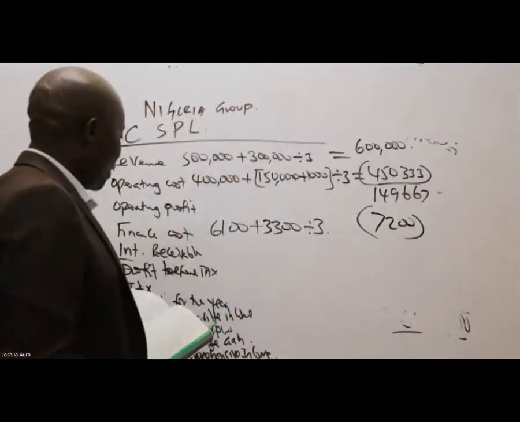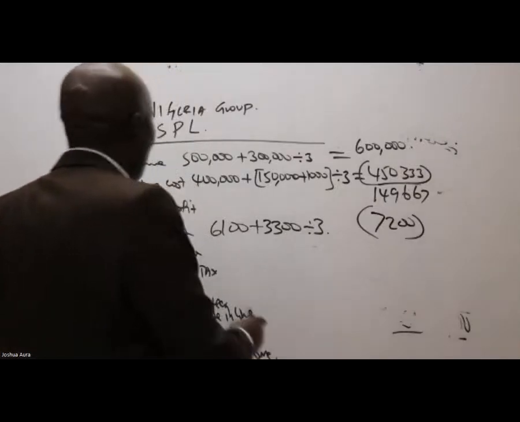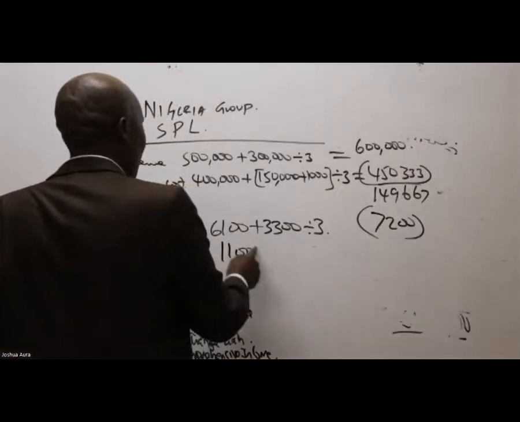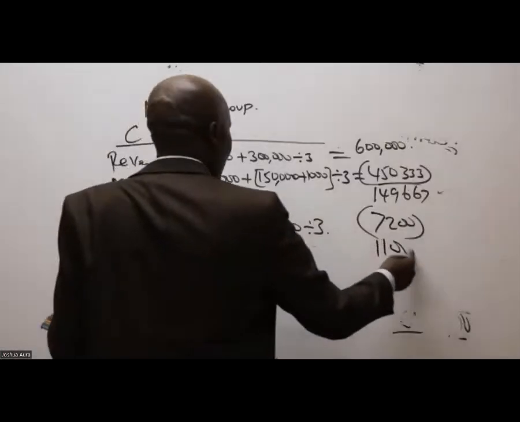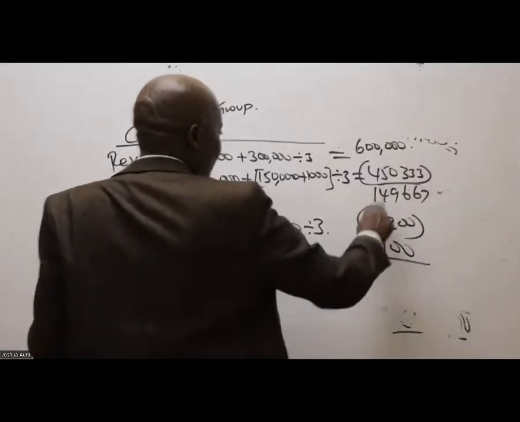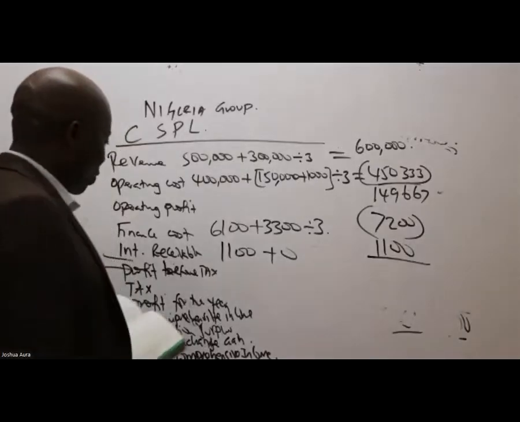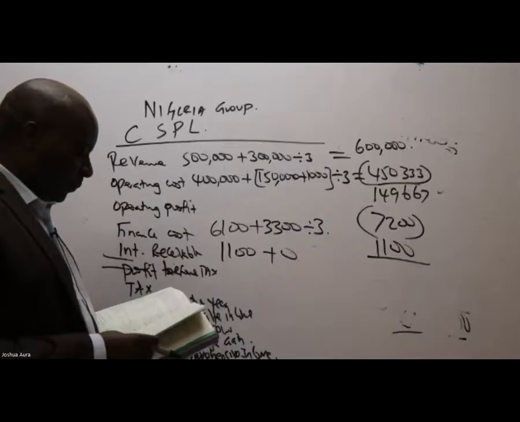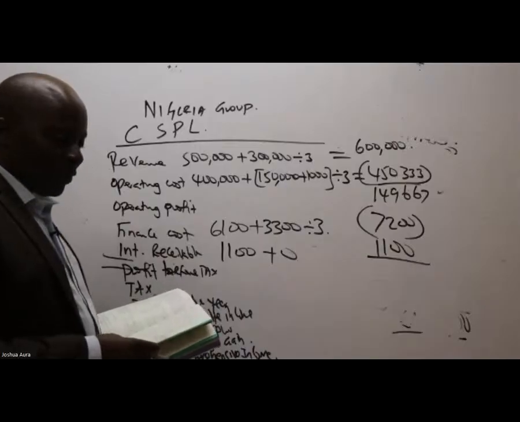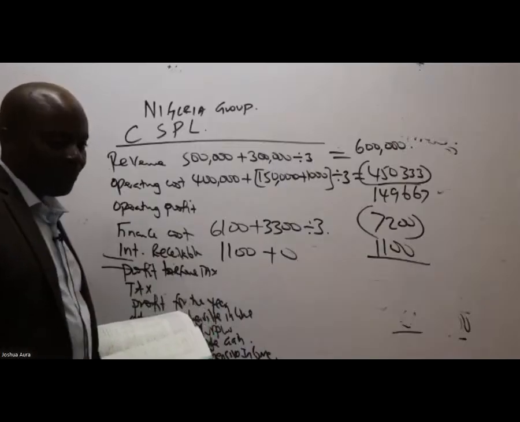And then we have interest receivable. Interest receivable is the one that we have 1,100, of course, plus 0. So there is no translation here. So this gives me 1,100. It's an income. So could you kindly give me the profit before taxation? Please give me the profit before taxation very fast.